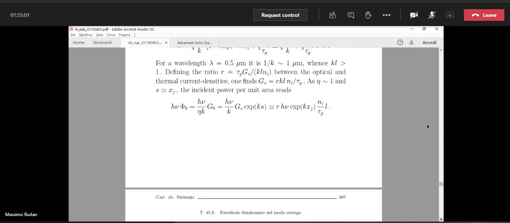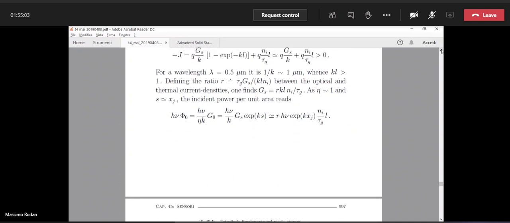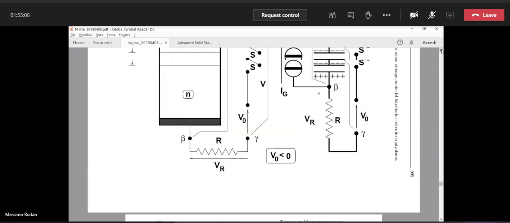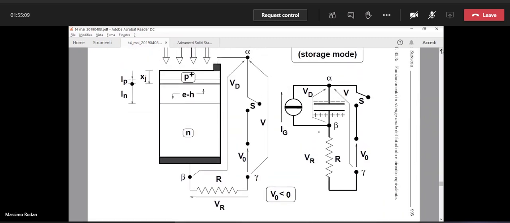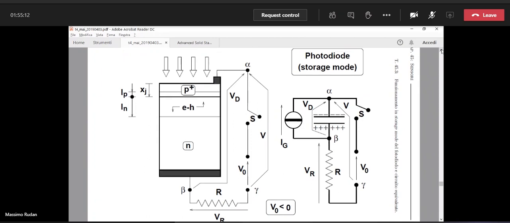instead of having the device functioning in the continuous mode, as we did so far, we force the device to work in another mode that is called the storage mode. Qualitatively, the storage mode functions as follows. We open periodically the switch. So assume that at some point we open the switch.